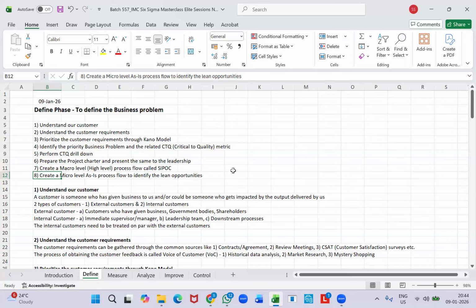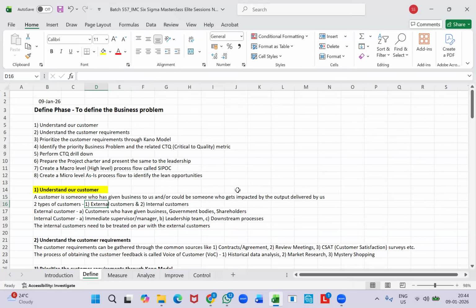So you look at all these deliverables in detail one by one. So first, we need to understand our customer. And for that, we need to define who is our customer, right? So who is our customer? Customer is someone who has given business to us, which is quite obvious, and/or... so it could be one of these two sentences. And/or could be someone who gets impacted by the output delivered by us.